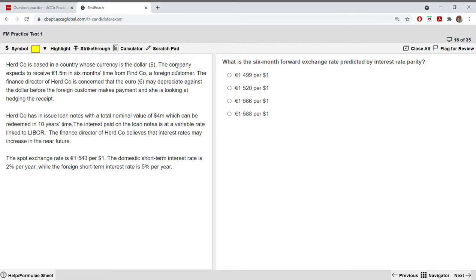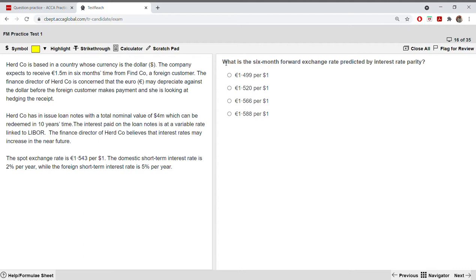So all those things you can quickly read. It's not relevant for this. HUD has issued loan notes with a total nominal value of 4 million, which can be redeemed in 10 years' time. The interest paid on the loan notes is at a variable rate linked to LIBOR. The finance director of HUD believes that interest rates may increase in the near future. So they have a loan note, and the interest is paid at a variable rate. The second paragraph says they want to hedge it, because they fear interest rates might increase in the future, and with a variable rate, when interest rates increase you have to pay higher interest. That's why they want to hedge it.